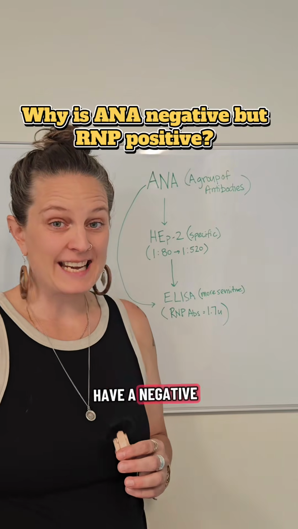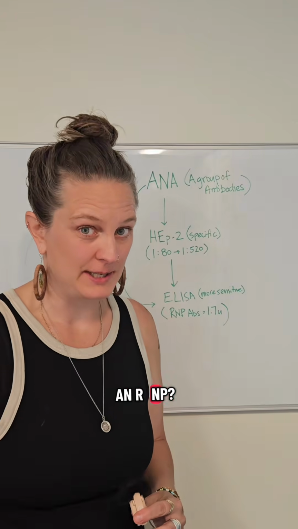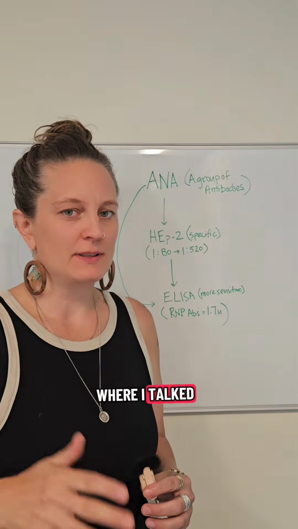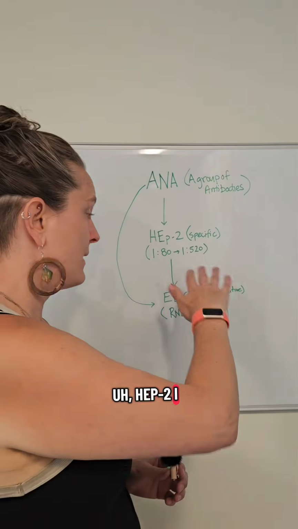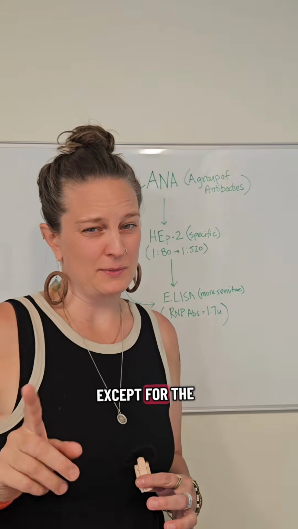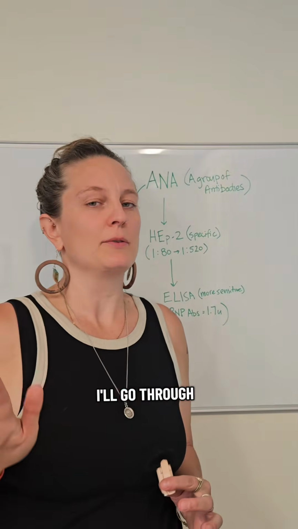Why would you have a negative ANA and a positive individual antibody like an RNP? Let's talk about that. I did a previous video where I talked about the different types of testing for ANA: HEP2, IFA, which is an immunofluorescent assay, and an ELISA test. Go back and watch that video, except for the one thing that I kind of messed up, which is the specificity and sensitivity. I'll go through that here.